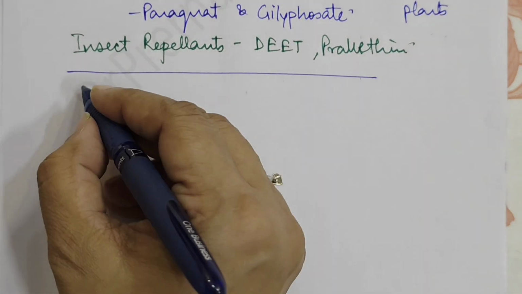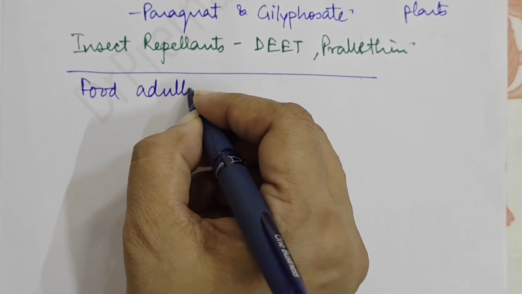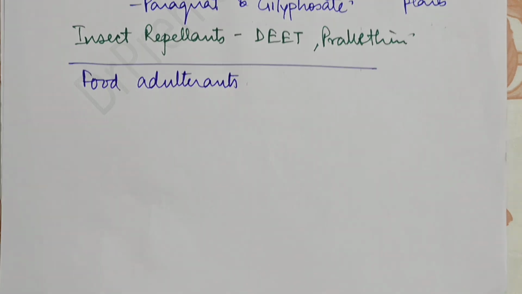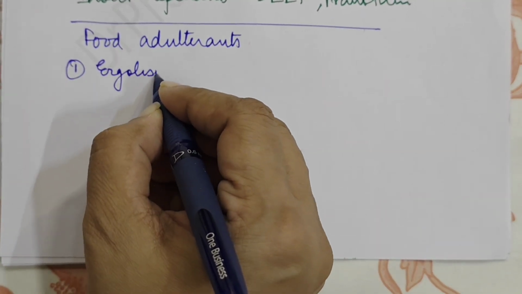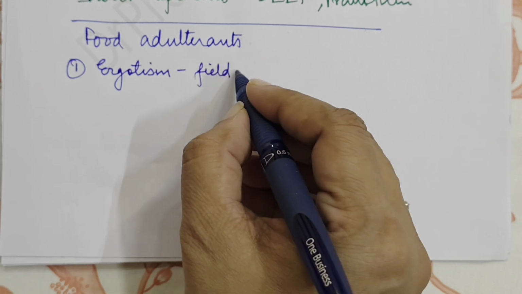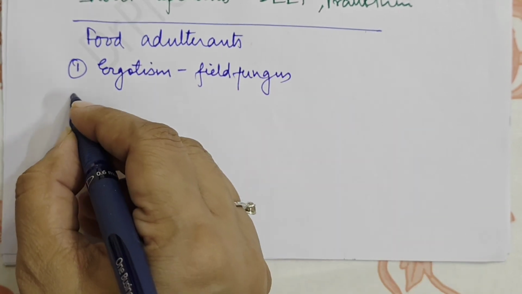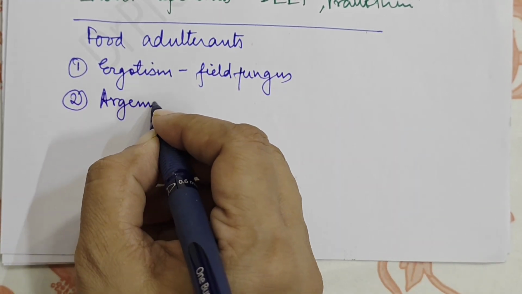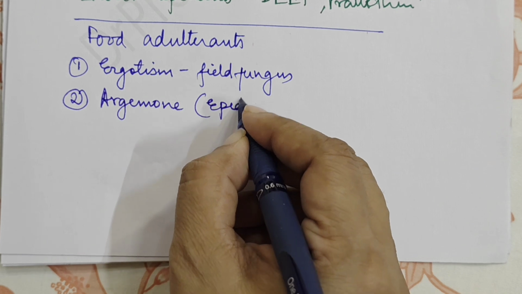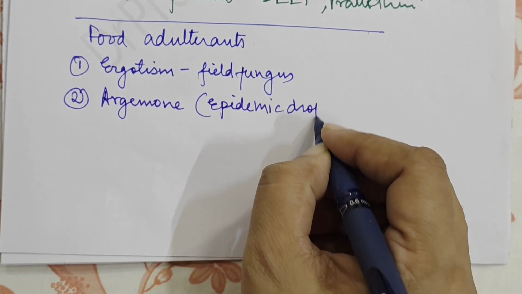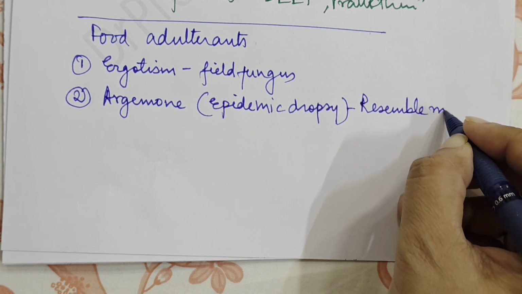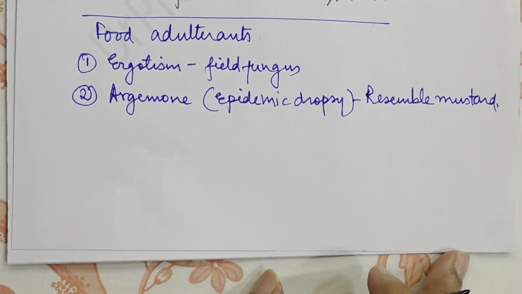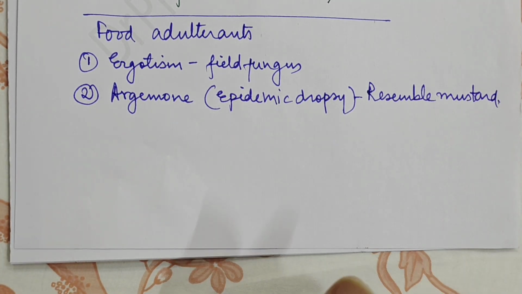Next important topic is food adulterants. Now many times questions come on this, so let us see them one by one. The first kind of poisoning that is seen is ergotism, which is due to ergot fungus, right? The second type of poisoning is argemone poisoning, which is called epidemic dropsy, because the argemone seeds resemble mustard seeds, and because of this contamination, this poisoning is seen, right?